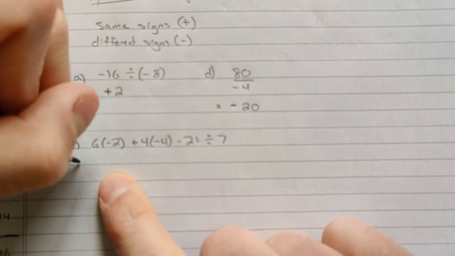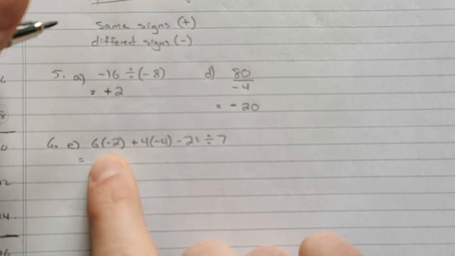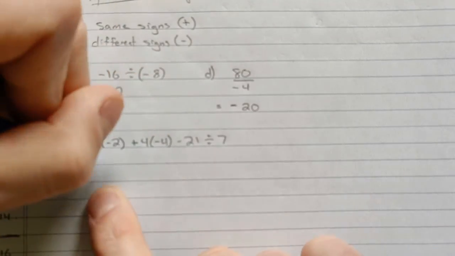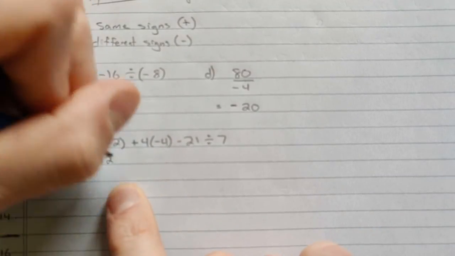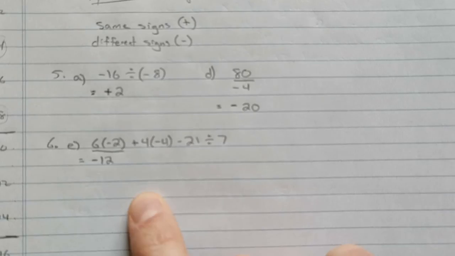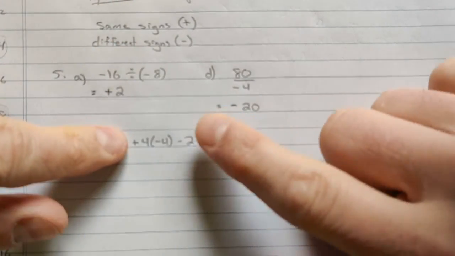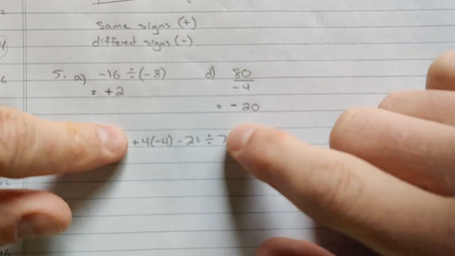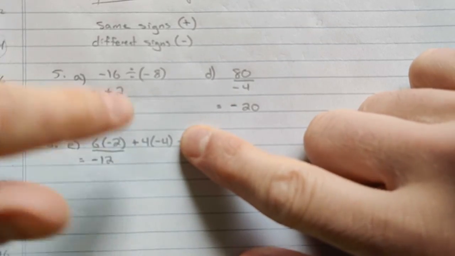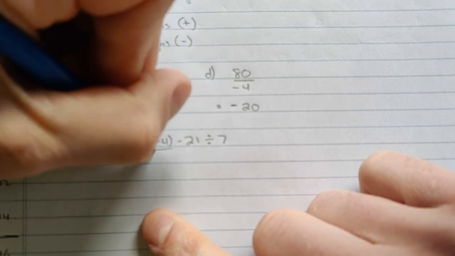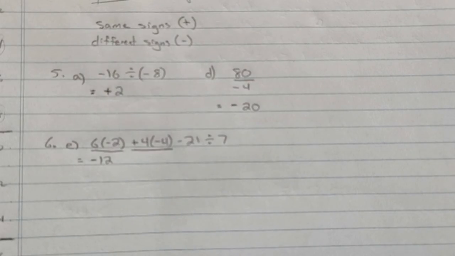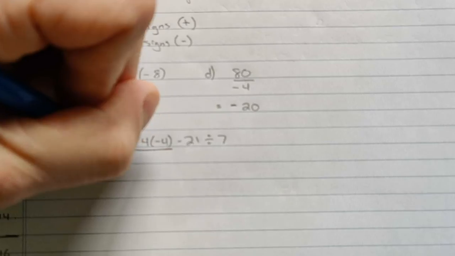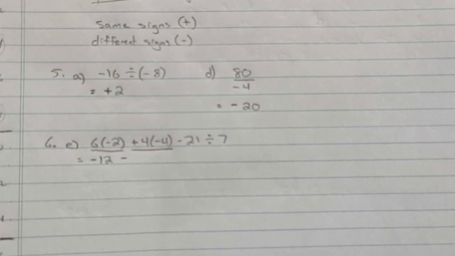So we do our multiplication here, 6 times negative 2 first. Different signs. It's going to be a negative result. 6 times 2 is 12. Negative 12. Got that first part done. The next part. So now I'm going to continue by using the positive 4 times negative 4. This is positive 4 times negative 4. Different signs. Answer is going to be negative. Negative sign down. 4 times 4, 16.